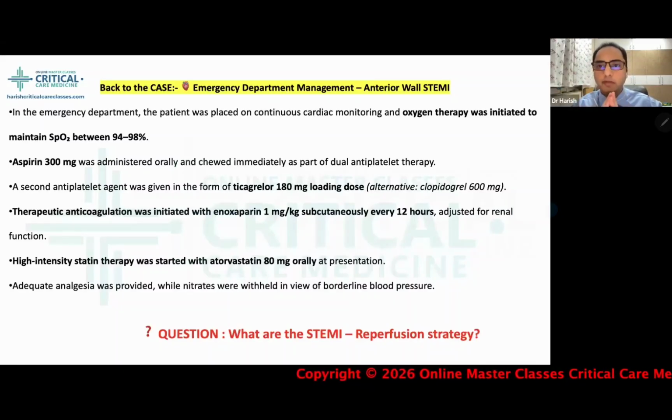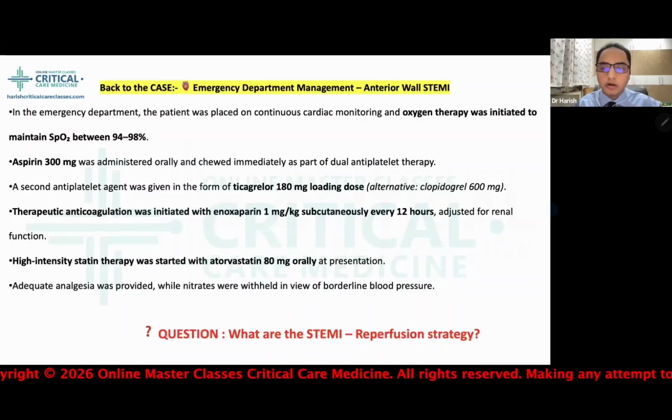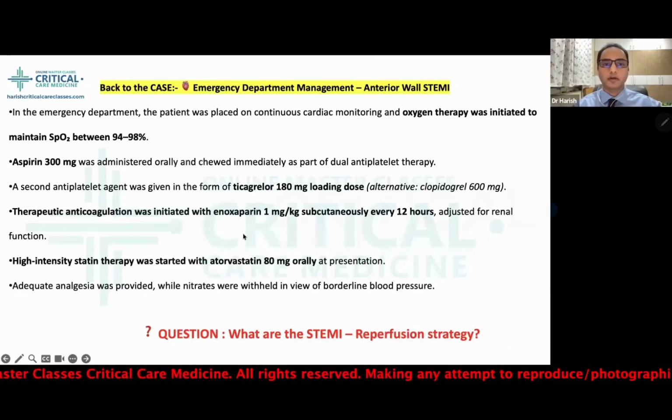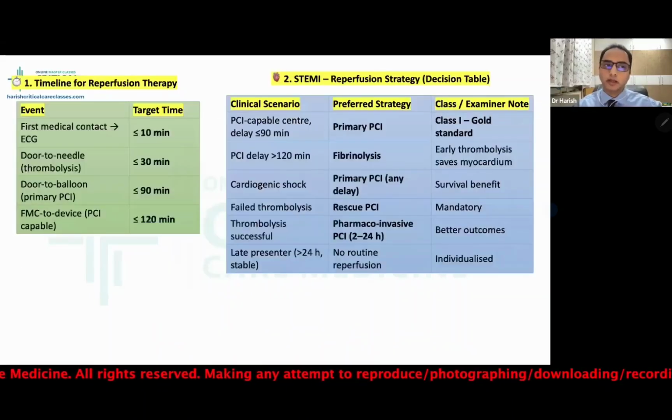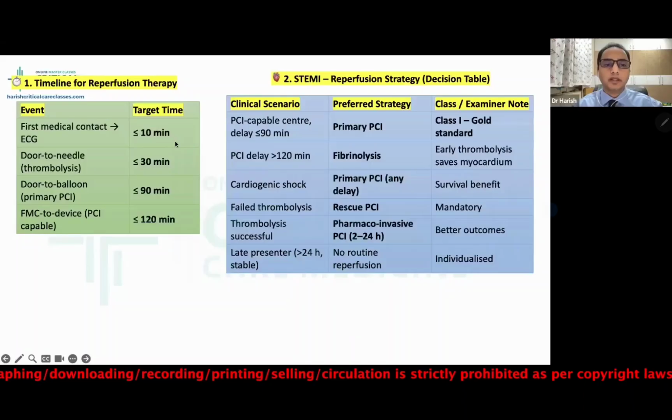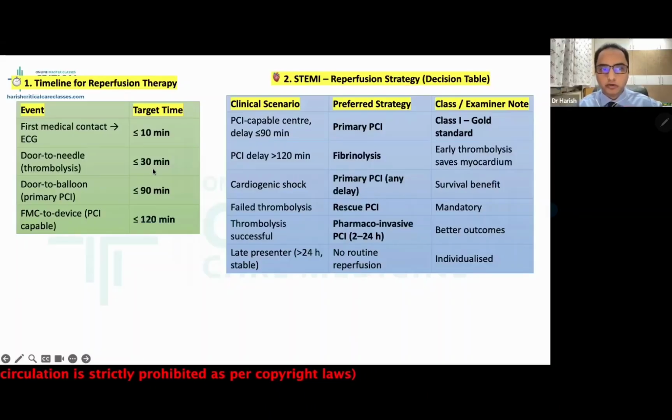So the next very important question: the patient is having STEMI now, anteroseptal MI. What definitive reperfusion strategy do you want to do for this particular patient? What is your timeline? Timeline for reperfusion therapy: from first medical contact, you should do the ECG within less than or equal to 10 minutes. Door to needle for thrombolysis, less than or equal to 30 minutes. Door to balloon, if you have a facility for PCI, is less than or equal to 90 minutes. That's the primary PCI. First medical contact to device, if you are planning to shift to a PCI capable center, is less than or equal to 120 minutes.